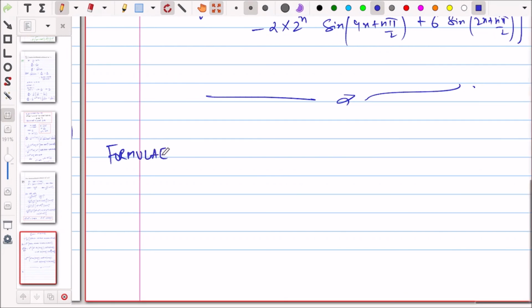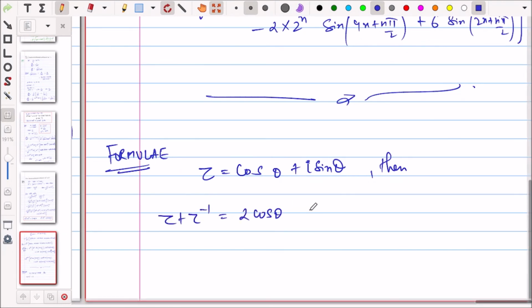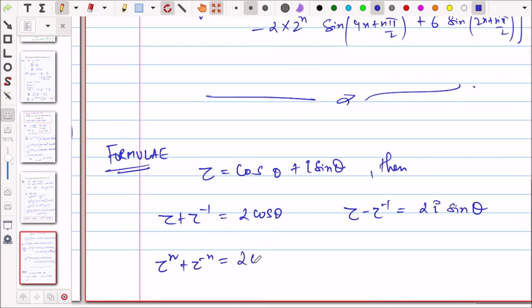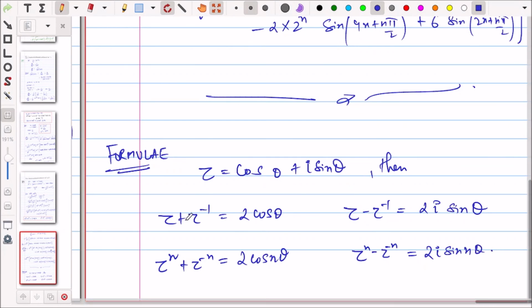ठीक है, so what is this? If z is equal to cos theta plus i sin theta, then z plus z inverse is 2 cos theta, and z minus z inverse is 2i sin theta. Also, z^n plus z^(-n) is 2 cos n theta, and z^n minus z^(-n) is 2i sin n theta. So you have to remember these two formulas.